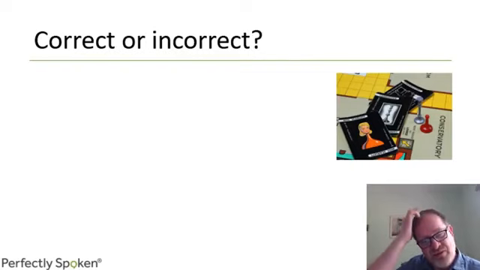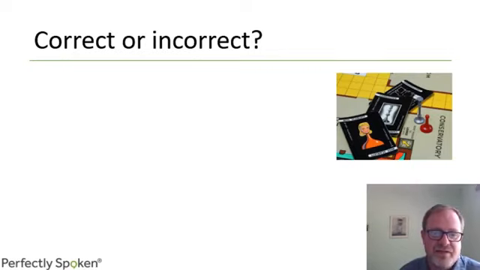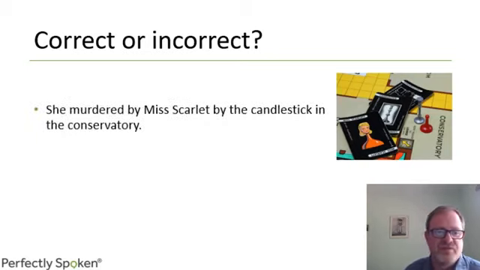It's a famous game, Cluedo. It's a murder mystery game. And this is the suspect, Miss Scarlet. The weapon she used to kill the person, a candlestick, and the conservatory, the place, the room in the house where the person was killed. So, she murdered by Miss Scarlet by the candlestick in the conservatory. Is this correct or incorrect?